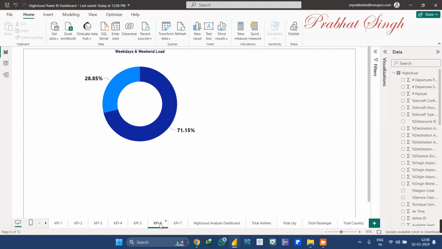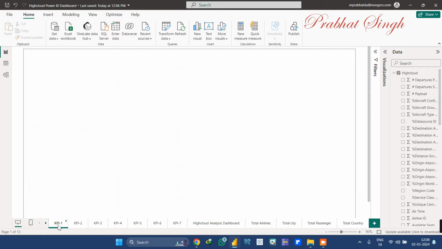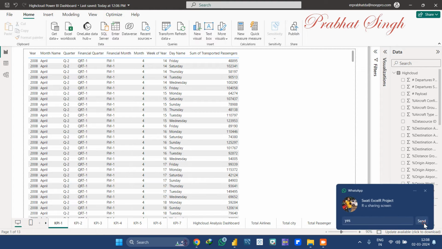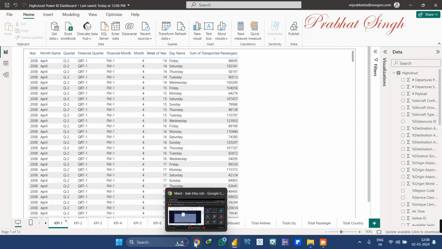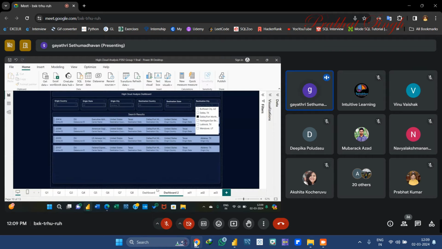Coming to dashboard 2, it gives the search capability to find the flights between the origin country, state, and city to the destination country, state, and city. Here, for the origin city, we choose Abilene, and for the destination, Dallas. Here we can see the flights available from the origin city to the destination city.